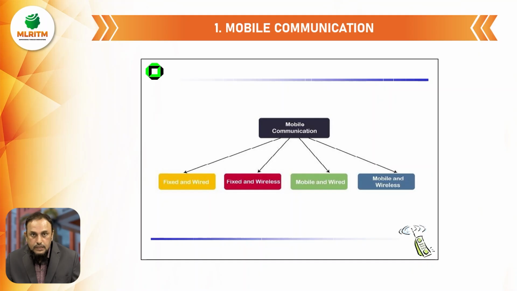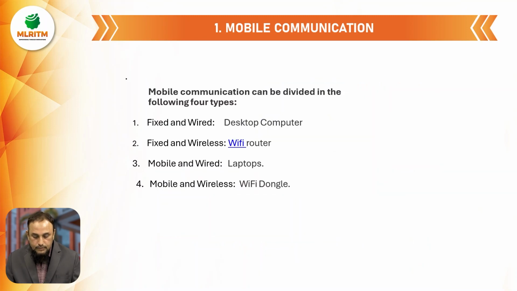Now we go to mobile communication. Mobile communication is again divided into four parts: fixed and wired, fixed and wireless, mobile and wired, and mobile and wireless. With the help of an example, I will explain. What is fixed and wired? Fixed and wired is nothing but your desktop computer in your lab or at home. The second one is fixed and wireless. Fixed and wireless is a Wi-Fi router. One mobile device will be there, and the router is there. We are connecting to the router with any device, such as a laptop. This is fixed.